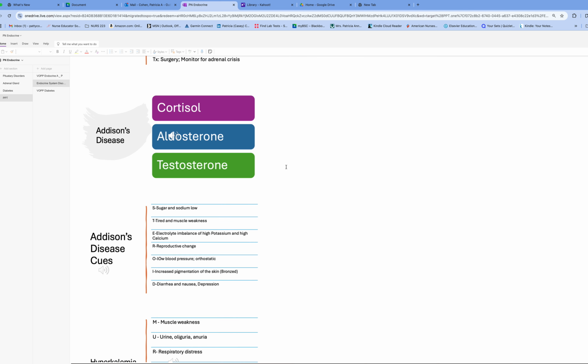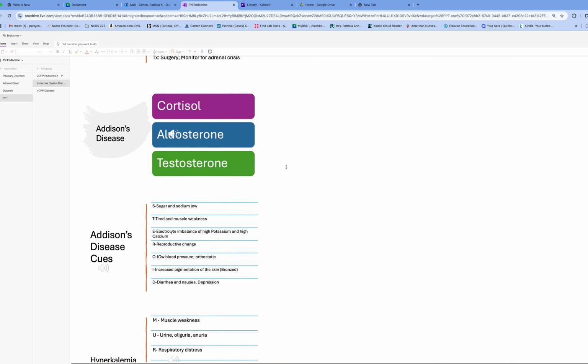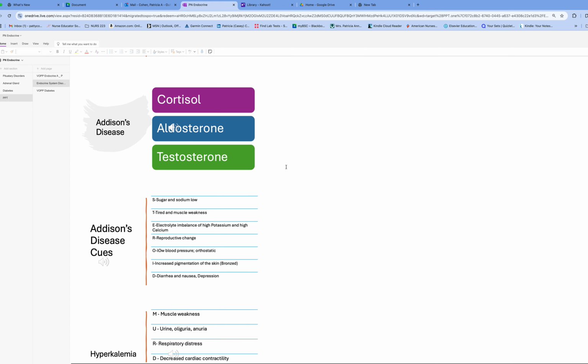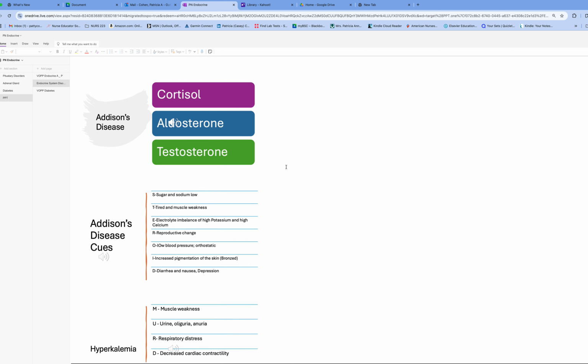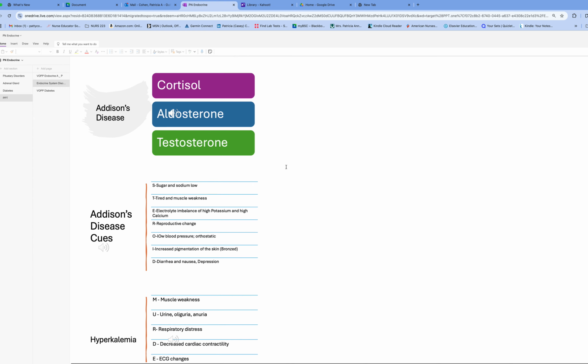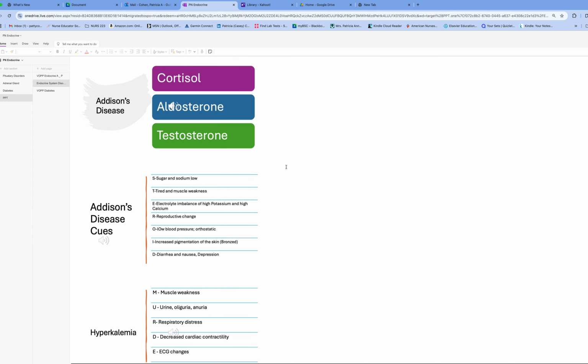So their sugar and sodium are going to be low. They're going to be tired and have muscle weakness, so they're going to be a fall risk, okay? They'll have electrolyte imbalances, so the high potassium and high calcium. So the high potassium, remember, they could have tented T waves on the EKG. So they should probably be on a monitor.